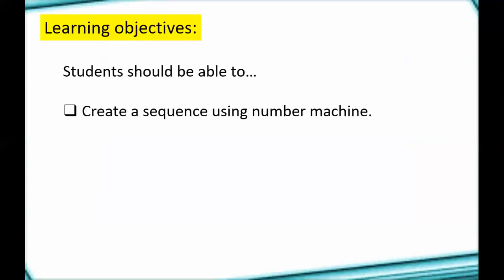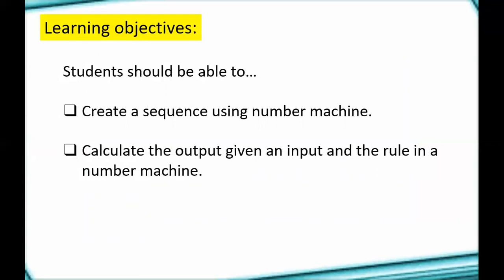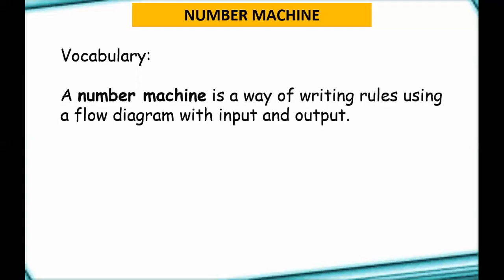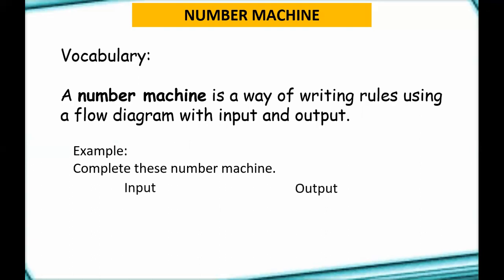You should know how to create a sequence using the number machine and calculate the output given an input, and the rule in a number machine anyway. So a number machine is a way of writing rules using a flow diagram with input and output. So I will show you an example. This is our number machine.